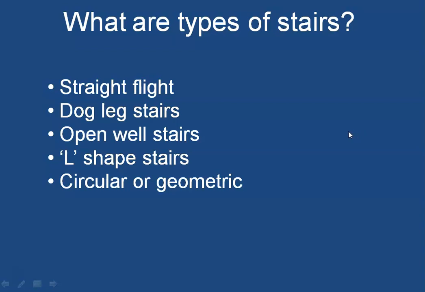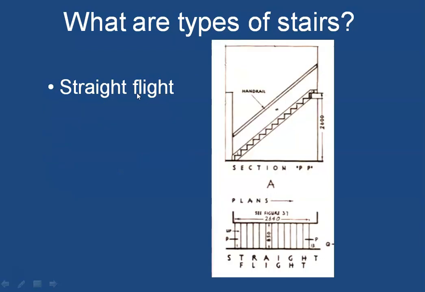Now let us see what are the different types of stairs. Stairs are classified in different ways. One of the ways of classifying the stairs is they can be either straight flight stairs, dog leg stairs, open well stairs, L-shaped stairs, circular or geometric stairs, and some more like bifurcated stairs. We'll see all of these different types now in detail. Now this is the first type of stairs, which is called a straight flight stair.